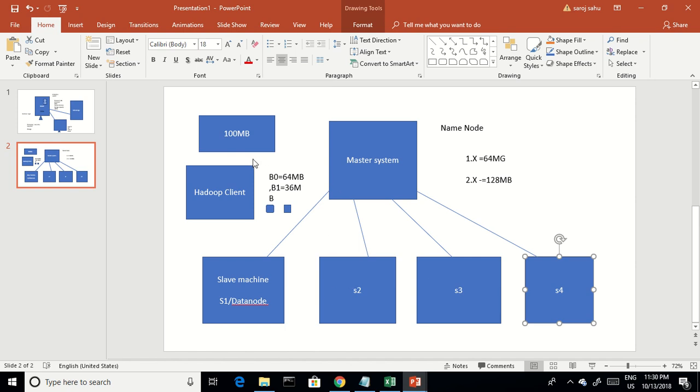So now I have the file of 100 MB. It is divided into 2 blocks, block 0 having 64 MB and block 1 having 36 MB. Even though a single slave has the capability to store the entire data, because my slave machine's capacity is, say, 100 GB, or at minimum 500 GB, we can take the example of 500 GB, because nowadays even our laptops have 500 GB.